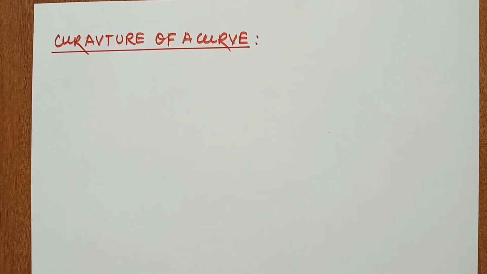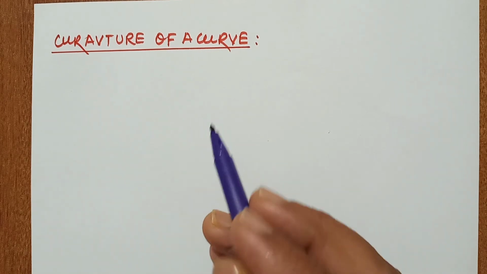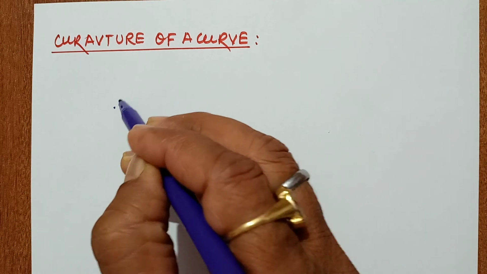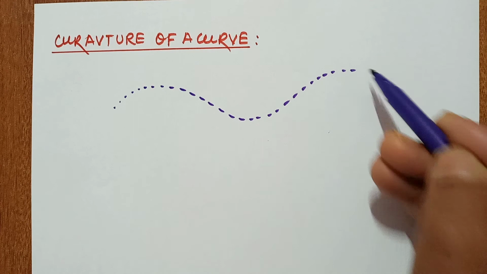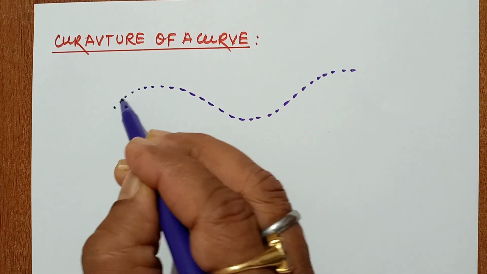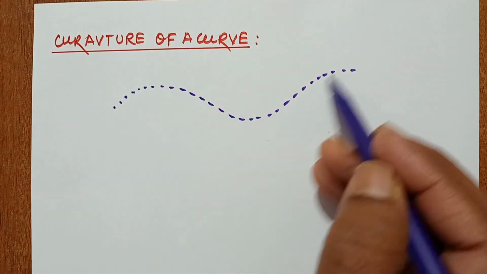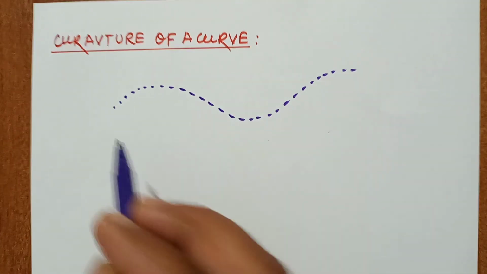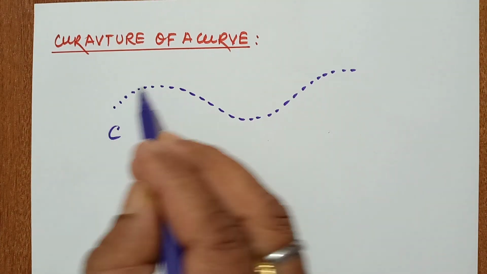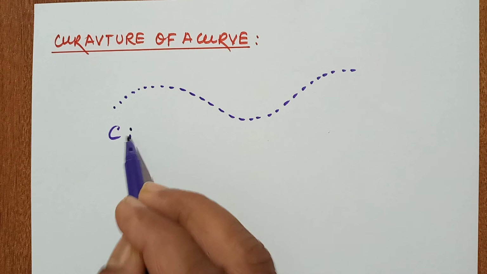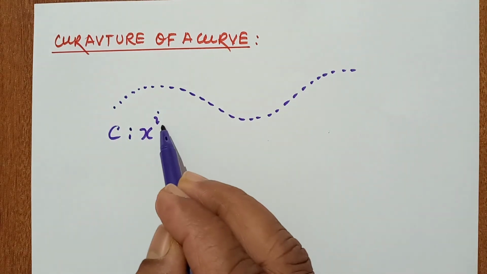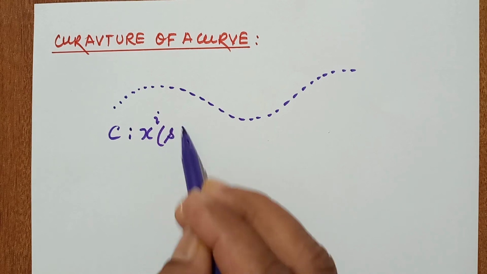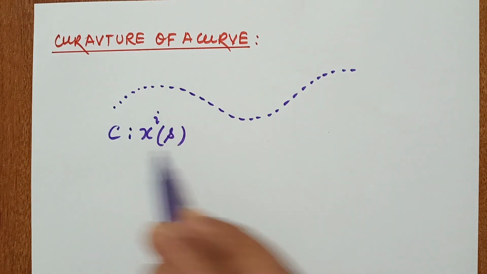Now, the curvature of a curve. As we know, what is a curve? A curve is the locus of points whose position vector can be expressed as a function of a single parameter. Okay, so C is a curve such that xi is a function of a single parameter. If we take the parameter s, this is a curve.